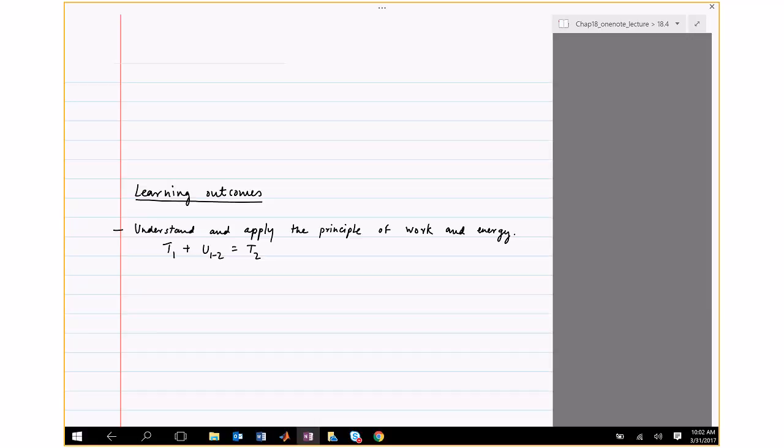So, what we're going to do today is essentially problem solving based on the principle of work and energy, okay, which says that the kinetic energy T1 plus the work done by springs, gravity, friction is equal to the net kinetic energy at a different instant of time.